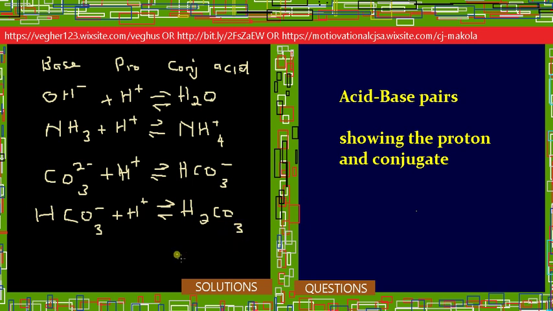So if you have a strong acid, its conjugate base is weak, and if you have a strong base, its conjugate acid is also weak. So this is how you draw them. You will separate the base from the proton to show a conjugate acid, or this is how a proton and a base add up to show a conjugate acid.